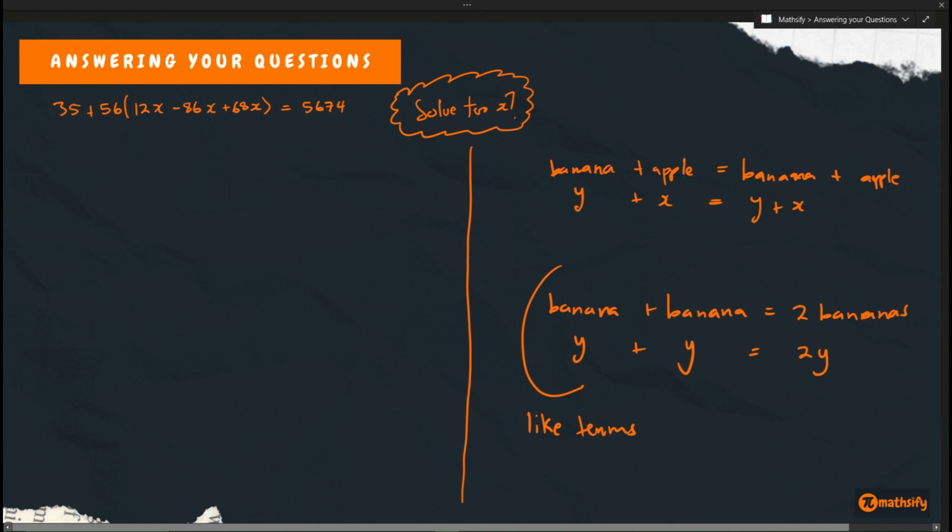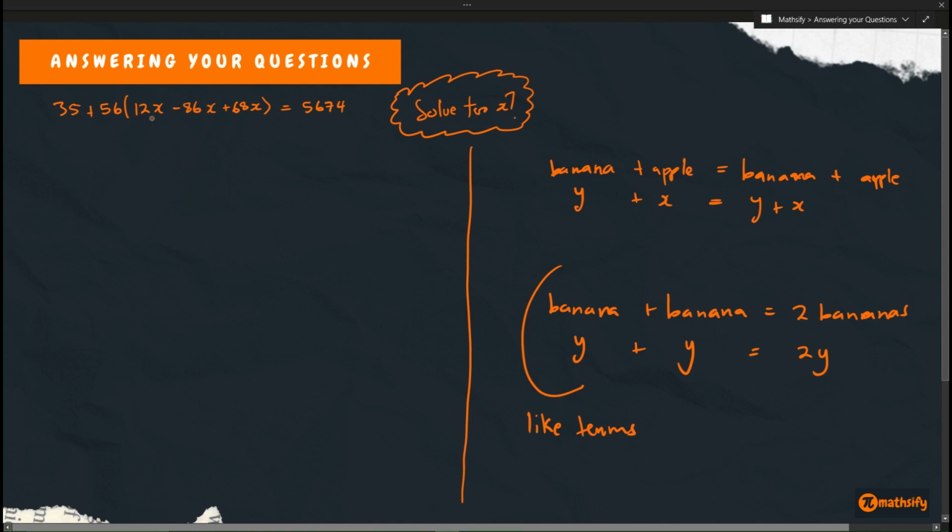In this equation, we've got two types of terms, unlike and like terms. Here, 35 and 12x are not like terms. You can never add those two, right? You can multiply and divide them, but you can't add or subtract those two. They are not like terms. It means you are basically adding a banana and an apple, which is what you would be doing if you were adding. Okay, so now let's solve our question.